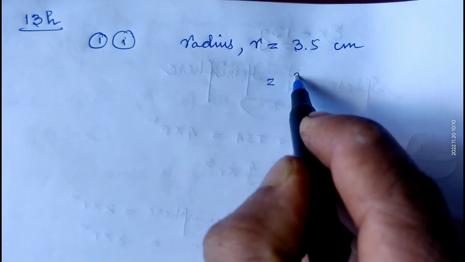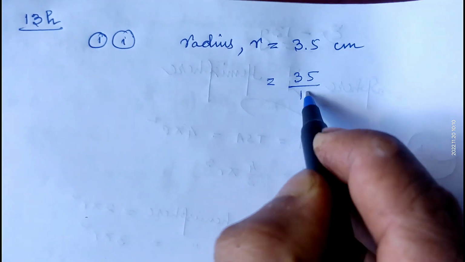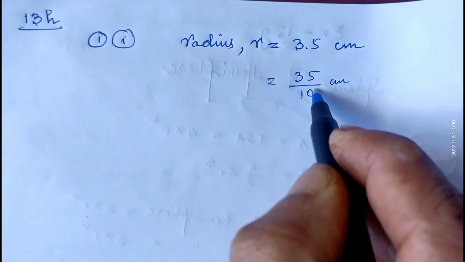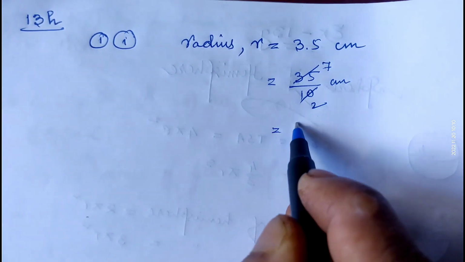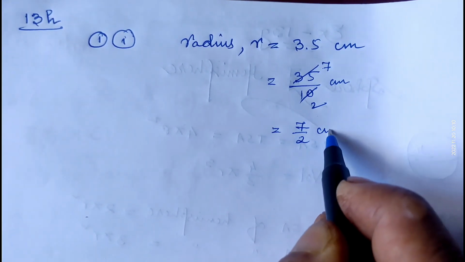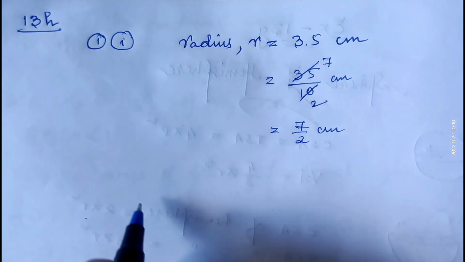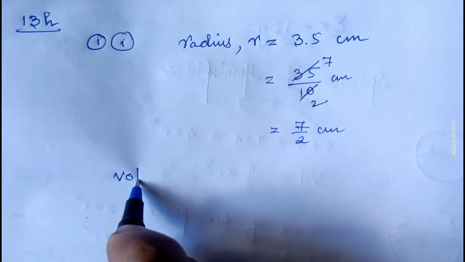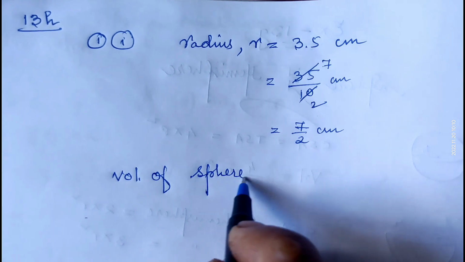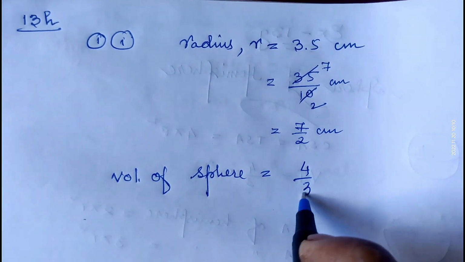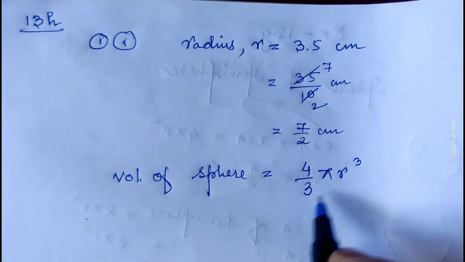It can be written as 35 by 10 centimeter. If I cancel by 5, 5 2s are 10, 5 7s are 35, so it will be 7 by 2 centimeters. Now we want to find the volume of the sphere and we know formula is 4 by 3 pi r cube. So volume of sphere formula is 4 by 3 pi r cube.